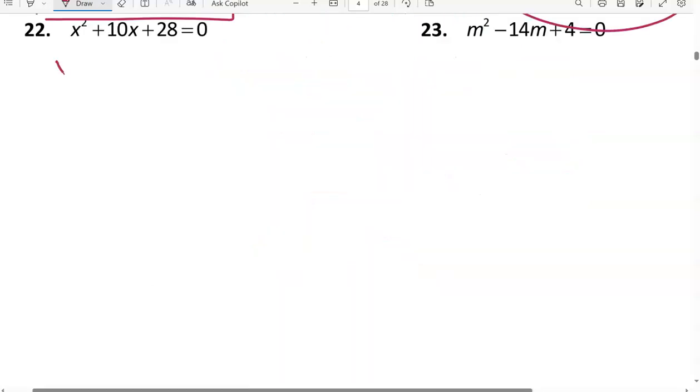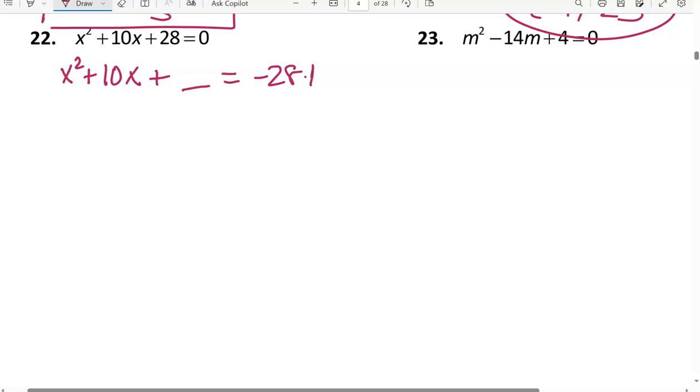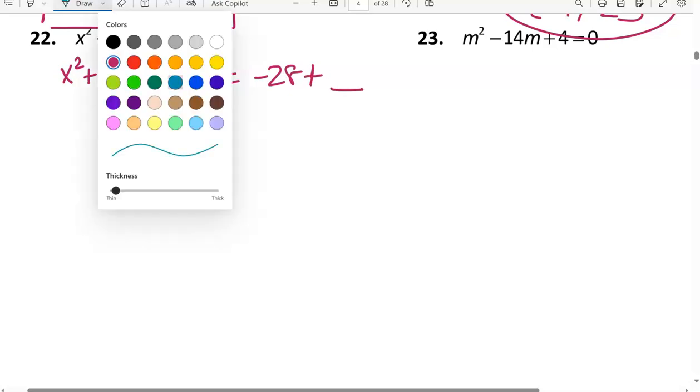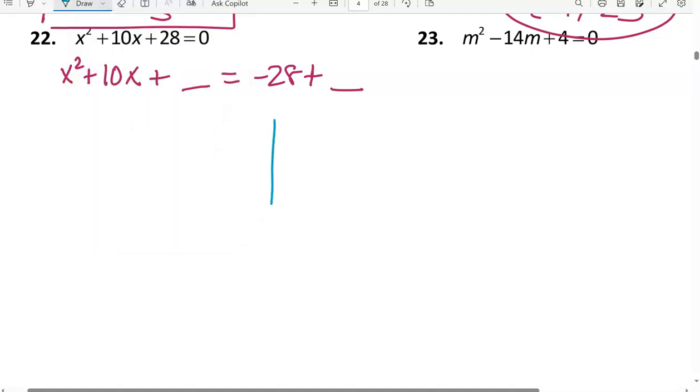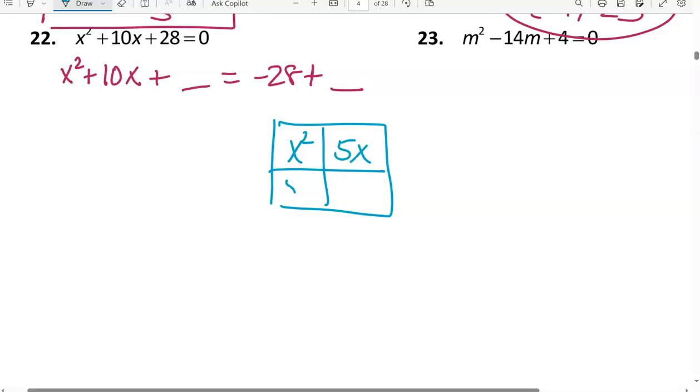In 22, the coefficient of x squared is 1, so we're going to leave our variable terms on one side, add negative 28 to both sides, and now we have plus blank on both sides. Let's draw or complete the square picture. X squared plus 10x is 5x and 5x. So our factors are x plus 5 and x plus 5. 25 completes the square.